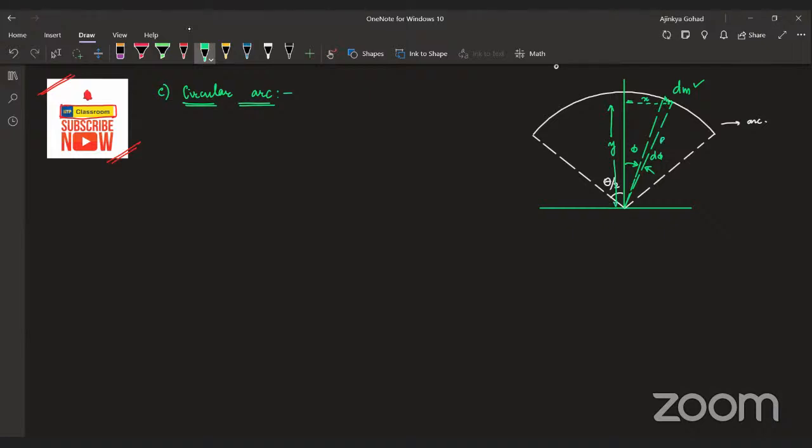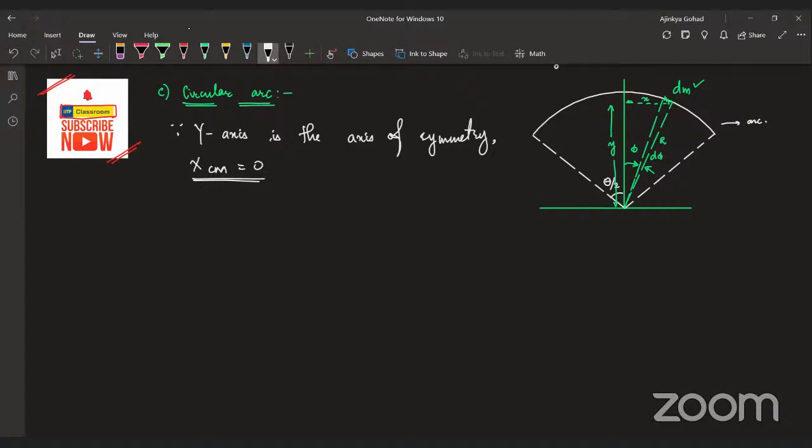Correct. And this is the radius r of the arc. All right. So what I'm going to say is, since the y-axis is the axis of symmetry, the x coordinate of the center of mass will be 0 because it is a symmetric mass distribution about it.